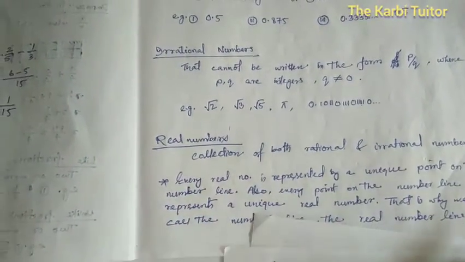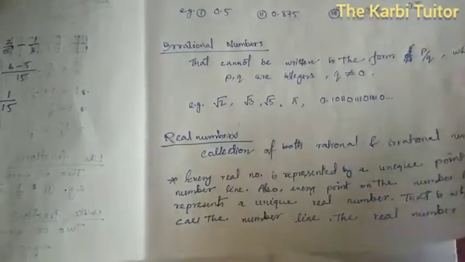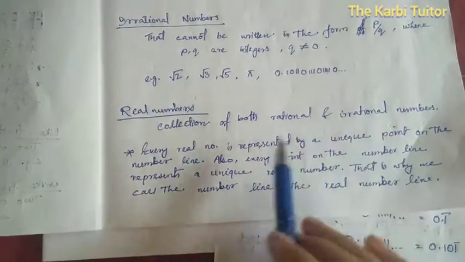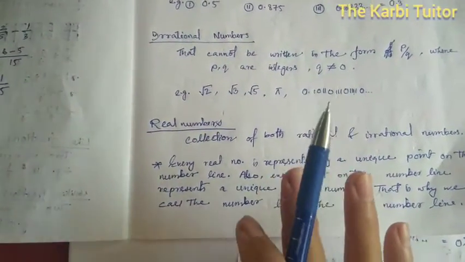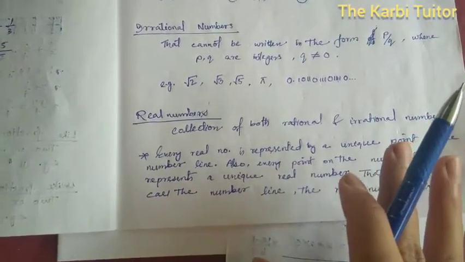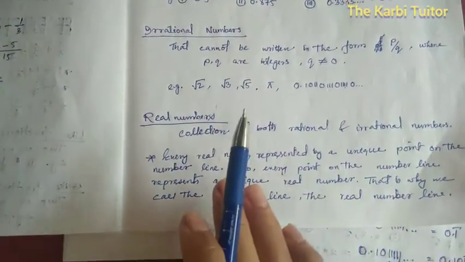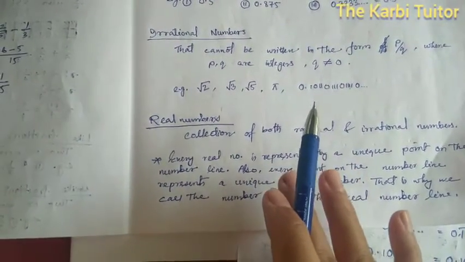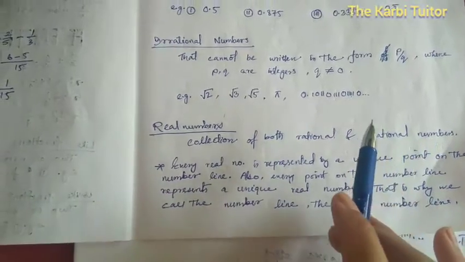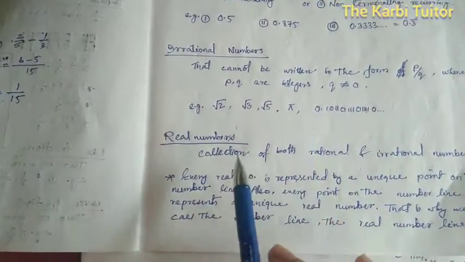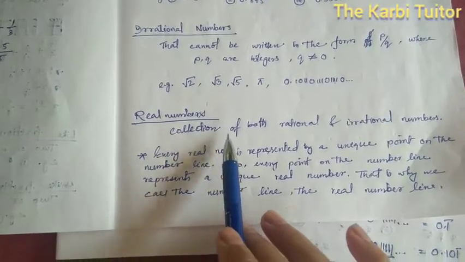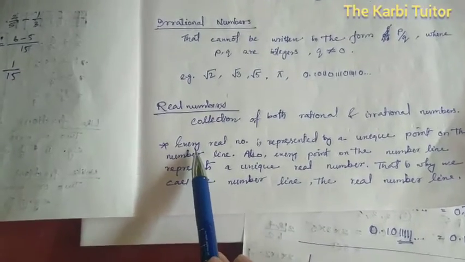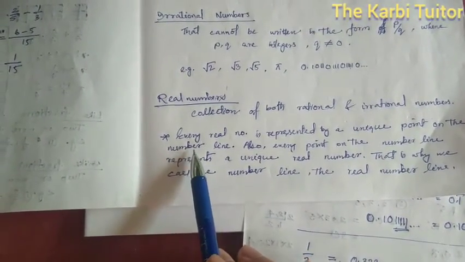So next, real numbers. Okay, what are real numbers actually? Real numbers are a collection of rational and irrational numbers. That means both rational and irrational numbers we can call real numbers. We can call rational numbers real numbers and irrational numbers real numbers. Both the numbers are real. So the definition is a collection of both rational and irrational numbers. Okay, we have an important point that we have to note.